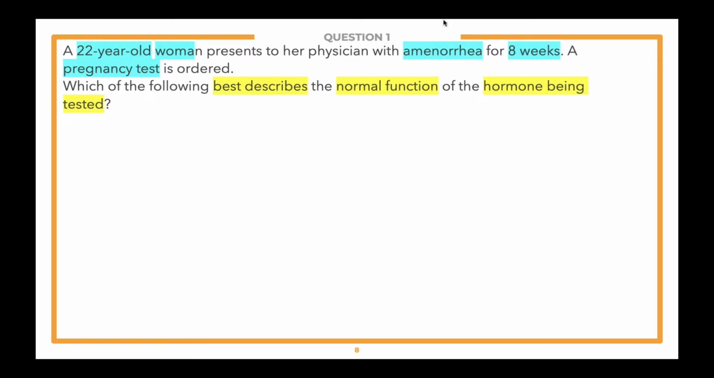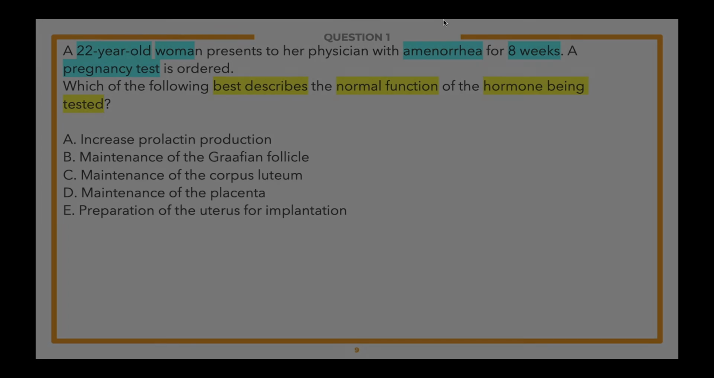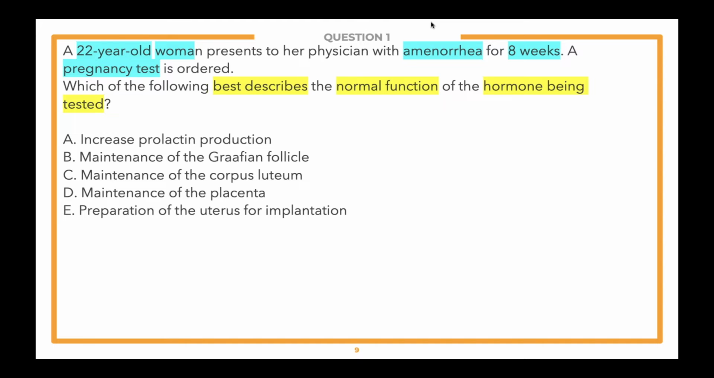As you can see there, this is a much shorter question. This is a physiology question. They're asking us about a pregnancy test. And then the lead-in is asking us about the normal function of that hormone being tested and what would best describe it. Okay, so I think we've got a few steps here. We've got to figure out what hormone is tested by the pregnancy test. Step number 1. Step number 2, what is the normal function of that hormone? So I think we've got a nice 2-step question here. So let's go ahead and take a look at those answer choices. And what we see here are 5 answer choices.